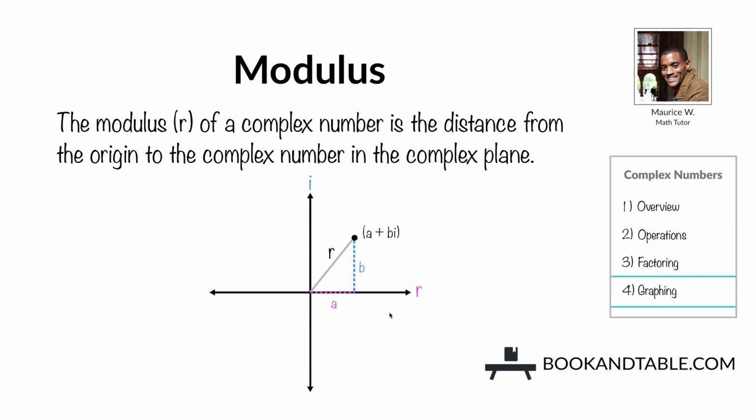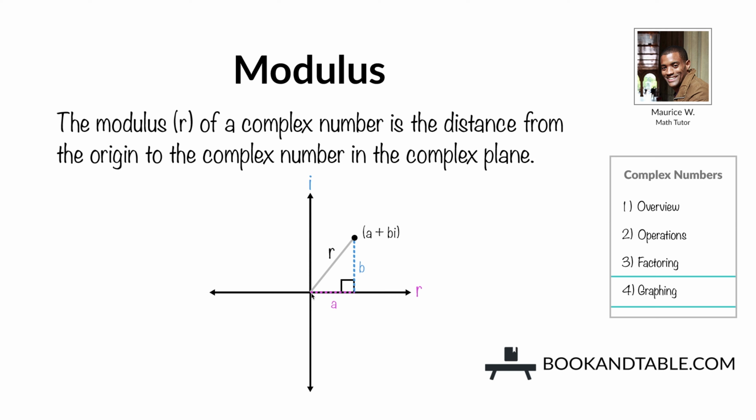Let's now discuss what a modulus is. The modulus, r, of a complex number is the distance from the origin to the complex number in the complex plane. So if we had a complex number a plus bi, if you were to draw a line from that point to the origin, that would be the modulus. If you draw a dotted line from the complex number down to the real axis, you see that we wind up creating a right triangle.